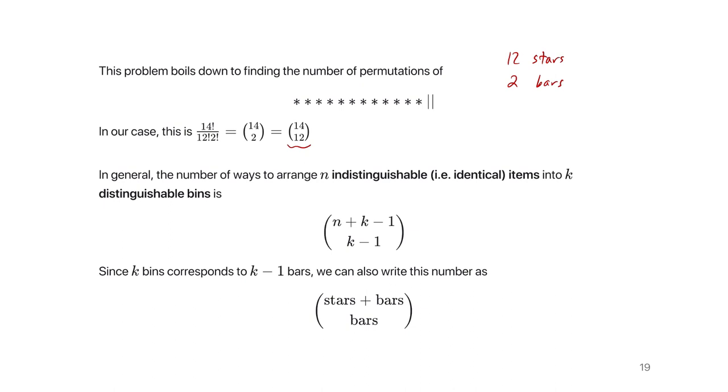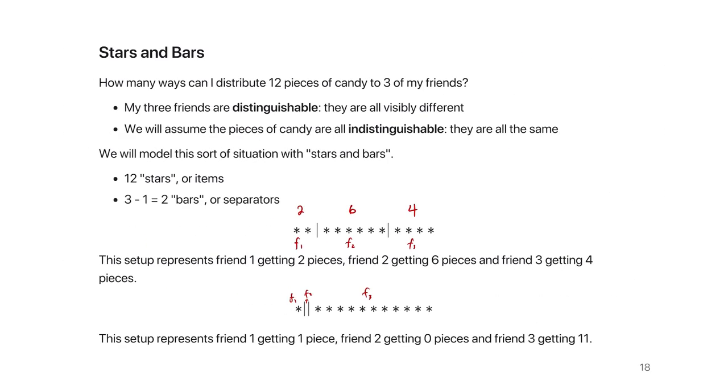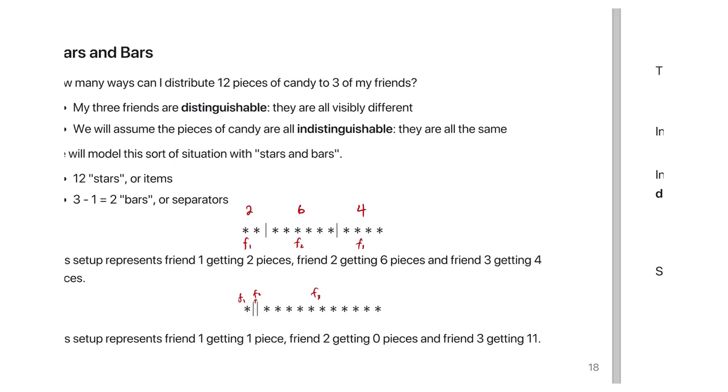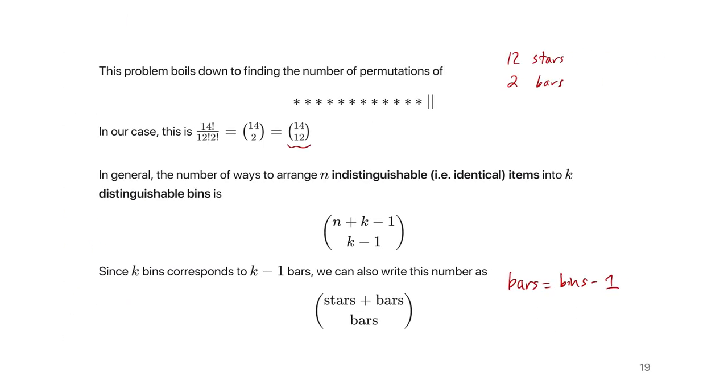Okay? But if we want to use the stars and bars analogy, the one thing we have to keep in mind is the number of bars is bins minus 1, right? I said I have 3 friends, but I only have 2 bars. And that's because you only need 2 bars to depict the arrangements for 3 people, right? Because you don't need the endpoints. Is that clear? I just used 2 bars, but I was able to show an arrangement for what I gave to 3 friends. So the number of bars is the number of bins minus 1. But k bins just means k minus 1 bars.